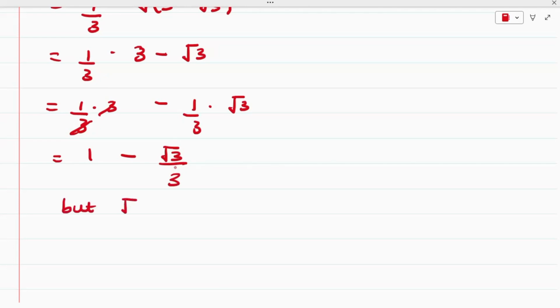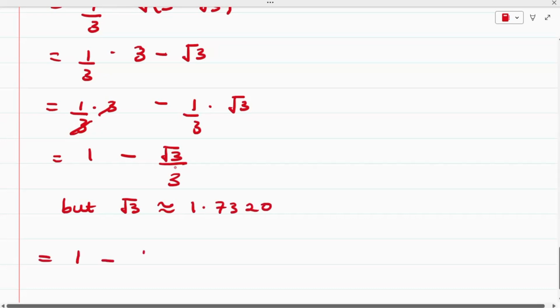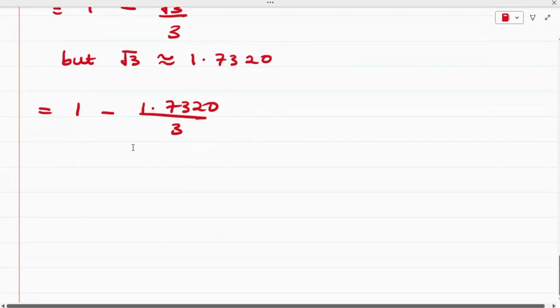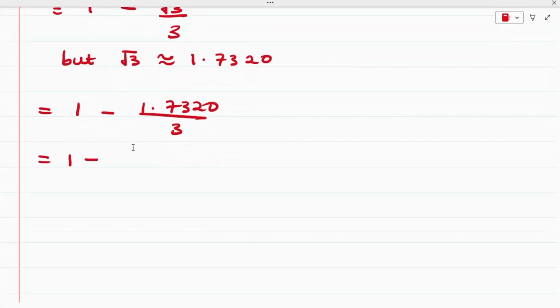But the root of 3 is approximately 1.7320. So this is equal to 1 minus 1.7320 divided by 3. Okay, so at this point, this is equal to 1 minus 1.7320 divided by 3, which is going to give us 0.5773. So this is approximately 0.4227, and this becomes the answer.